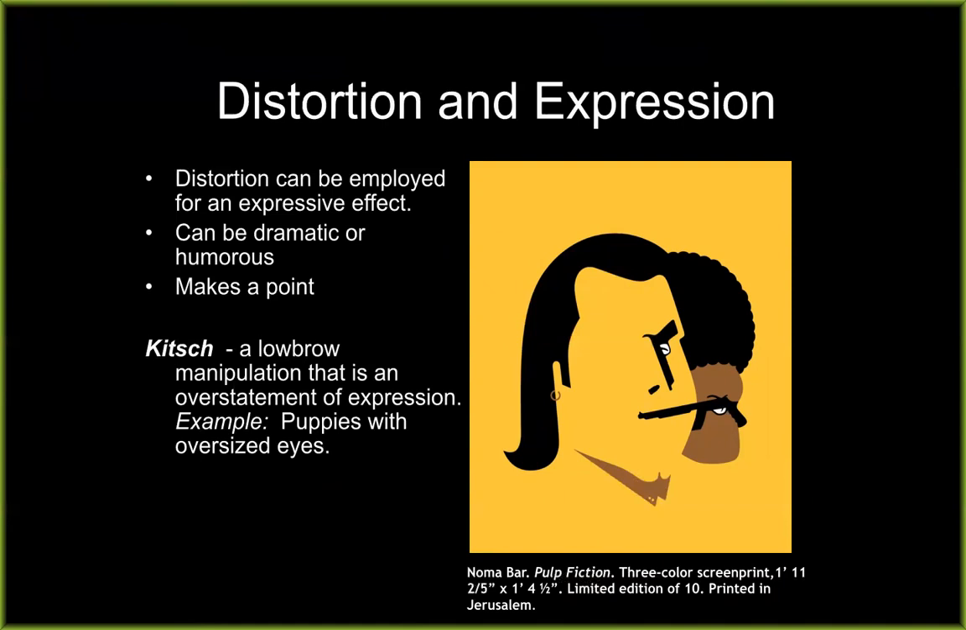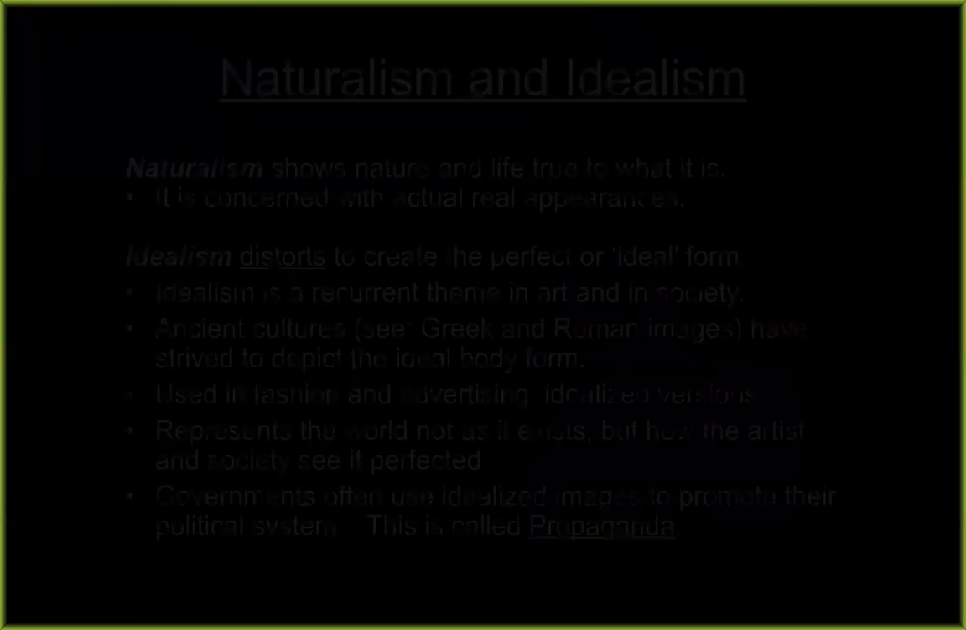You can use distortion to get across a point, as we discussed. You can also create what we call kitsch, which is, if you've, and I know you have, seen paintings or drawings of kittens and puppies with really huge eyes, or children with really huge eyes. Those are an overstatement of expression, and those are often referred to as kitsch.